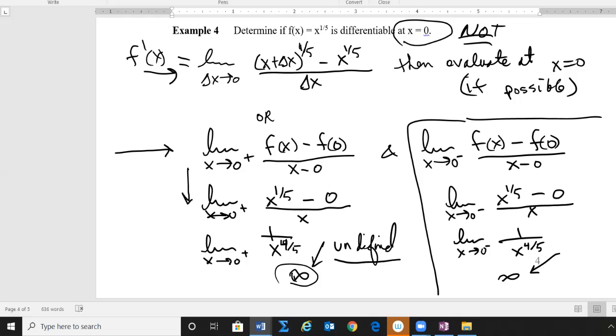Okay, now graphically, it means we basically have a vertical asymptote there, which is useful. But in terms of the derivative, we don't have a function value there, a derivative function value. Okay, so that.